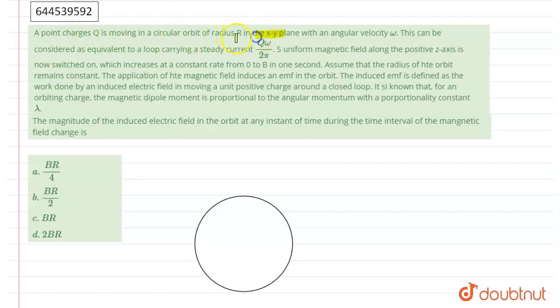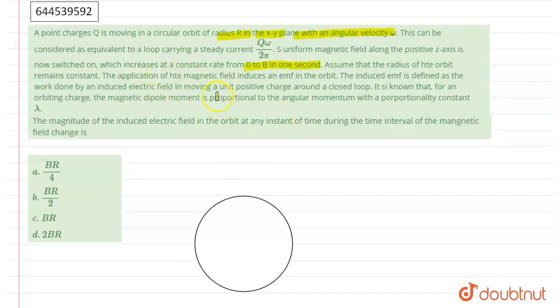According to the question, a point charge q is moving in a circular orbit of radius capital R in the xy plane with angular velocity omega. This can be considered as an equivalent loop carrying a steady current of q omega upon 2 pi. A uniform magnetic field along the z axis is now switched on, which increases at a constant rate from 0 to b in 1 second.